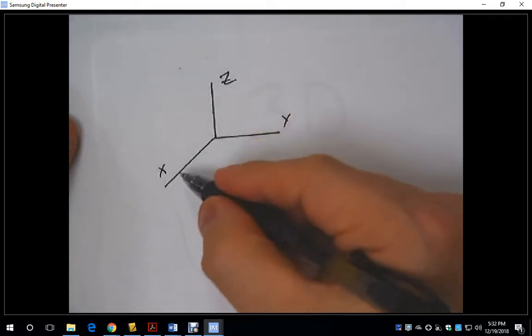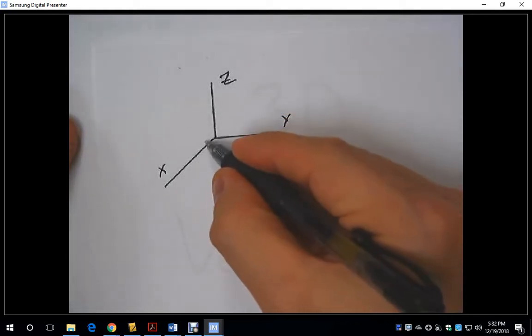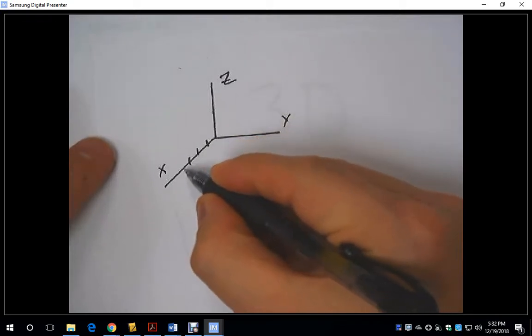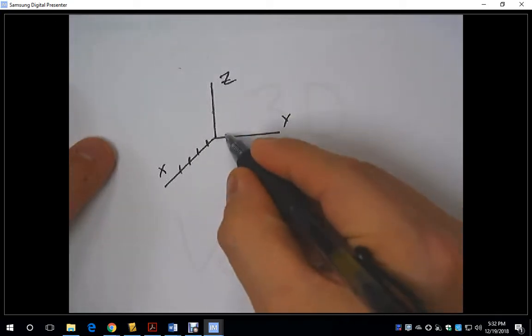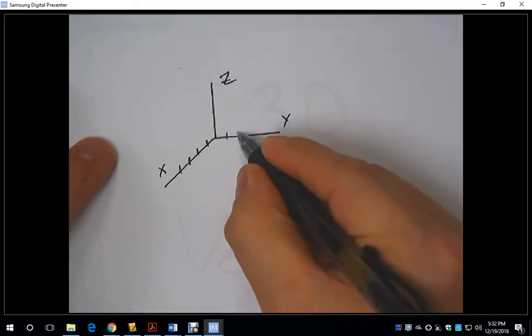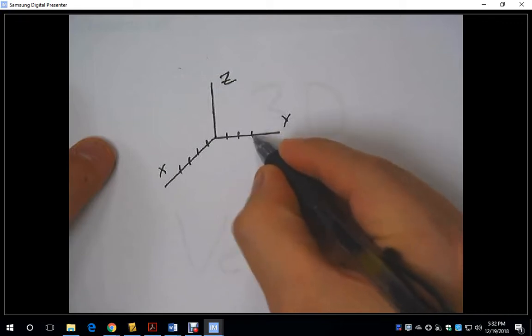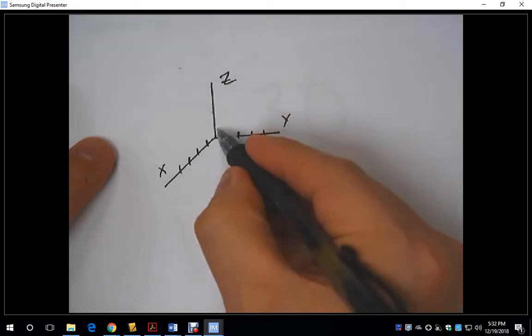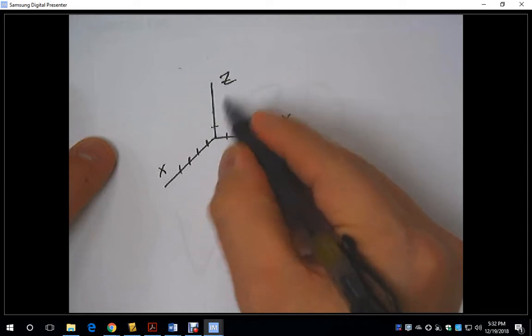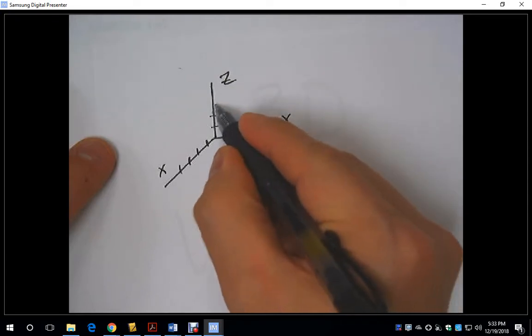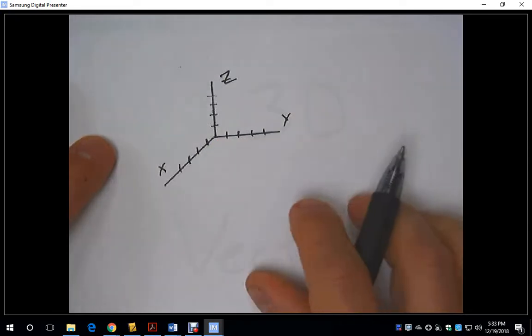If I go forward along the x-axis, this is positive 1, positive 2, positive 3, positive 4. If you go to the right, this is positive 1y, positive 2y, positive 3y, positive 4y. And if you go up, this would be positive 1z, positive 2z, positive 3z, and positive 4z.